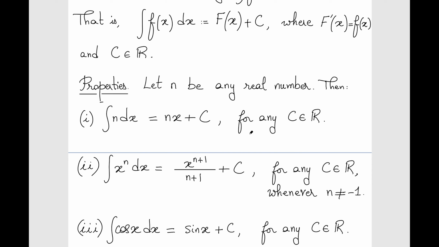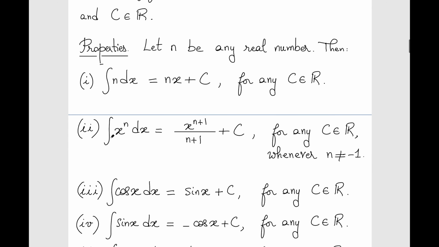Make sense? To check again, what do you do? Try to differentiate this thing. If you differentiate this thing, you should get n, right? Well, the derivative of nx with respect to x is n, plus the derivative of a constant is 0. So this whole thing, if you differentiate it, you get back n. All right? Makes sense?